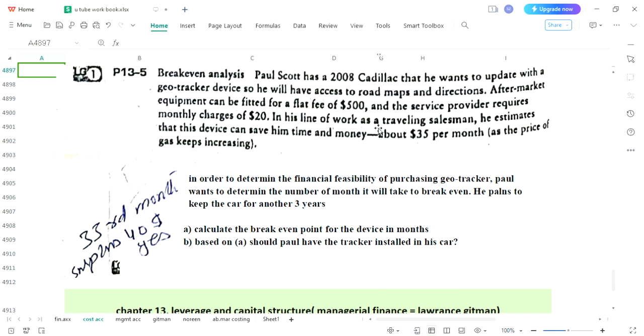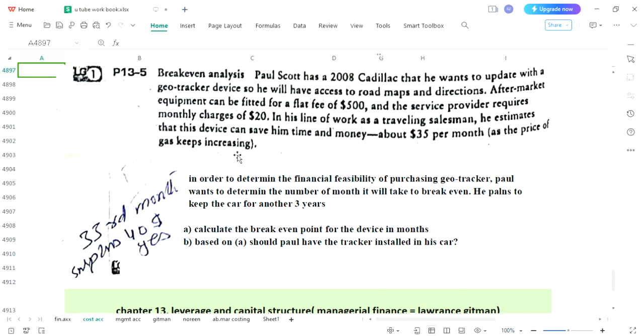In his line of work as a traveling salesman, obviously it would be very helpful for that particular driver, Paul. Why? Because with the help of this device, he can save his mileage and his time. The same is described over here. He estimates that his device can save him time and money of about $35 per month. So if he's spending $20 a month, he will save $35 a month as the price of gas keeps increasing.